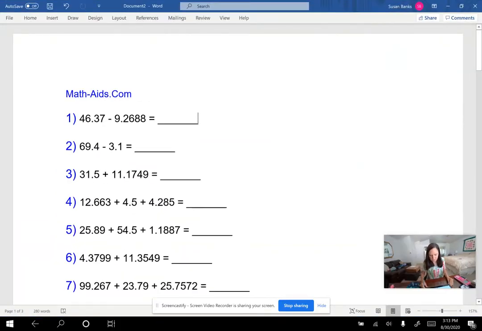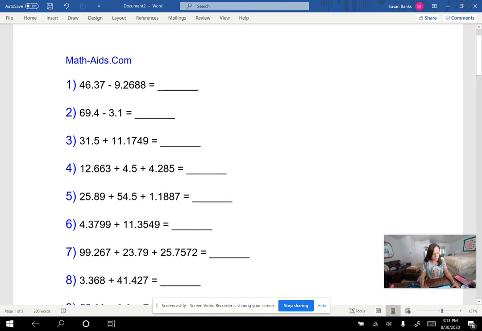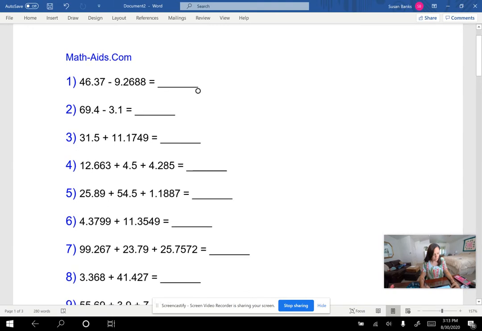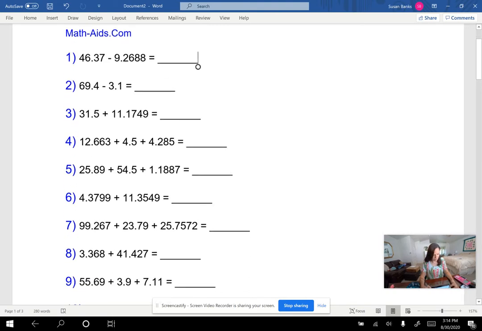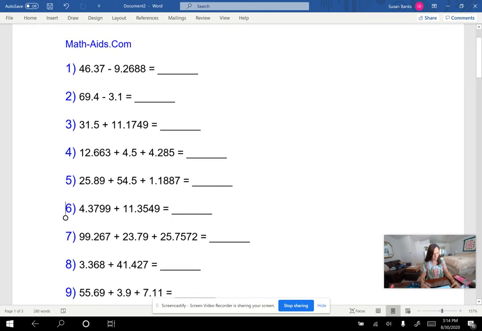Okay, guys, we are going to do significant figures with addition and subtraction today. Once again, I have another worksheet that I've printed out by mathaids.com. It's a really good resource. You can get an answer key so you can check yourself here. So here's an addition and subtraction with sig figs worksheet. We are going to work through, I think, let's just do the first 10.